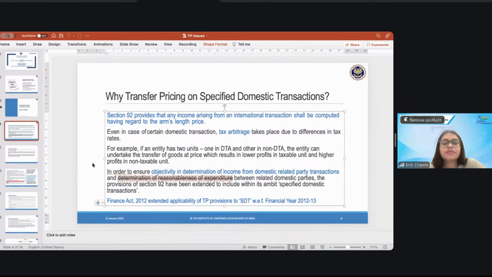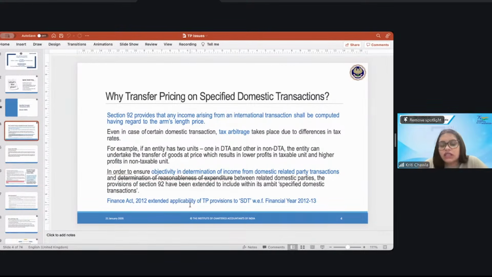Now, when it comes to specified domestic transactions (SDTs), it was the Finance Act of 2012 that expanded the scope of transfer pricing provisions, and from financial year 2012-2013, they came up with this concept of SDT. But later on in 16-17, a lot of changes were brought about to SDTs, and the scope of SDT was brought down tremendously. So we'll talk about that also. But this slide basically talks about why transfer pricing on specified domestic transactions.